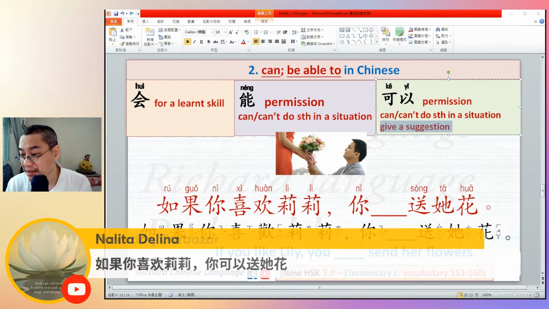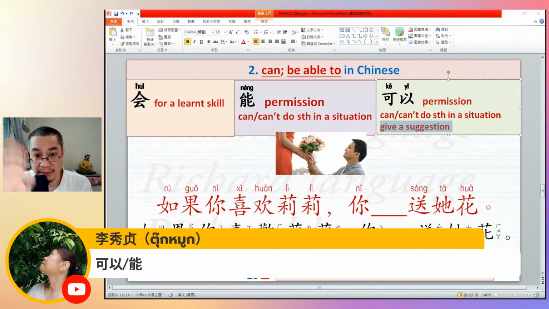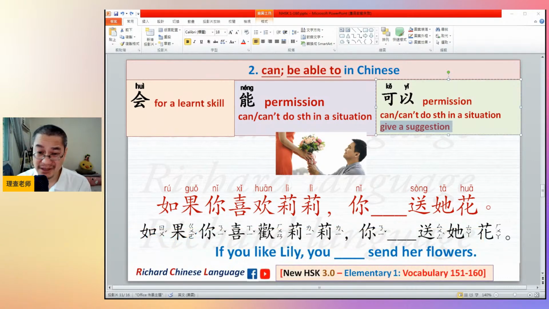Okay? We can't use 能 in this case. Okay? Understand? Because you're giving him a suggestion. You're giving him advice, right? So that's the key point.